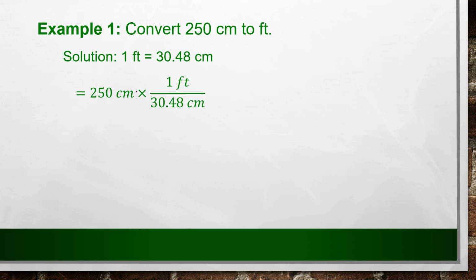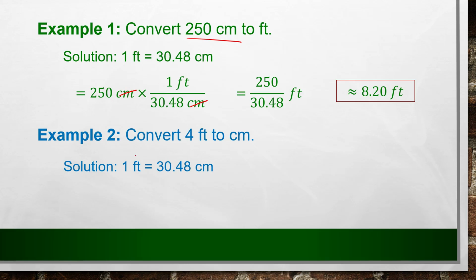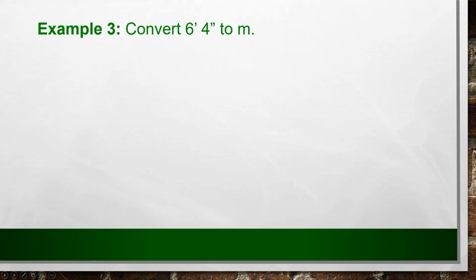We have the 250 centimeters, which is the given. For every 1 foot, there's 30.48 centimeters. So that means we will divide 250 by 30.48. That's gonna give us 8.20 feet. Now, if it's the other way around, meaning if the given is 4 feet, and we will convert that to centimeters, it's basically the same equivalent that we will use. We will just multiply the two. So 4 times 30.48, and that's going to give us 121.92 centimeters. Okay, let's move on to the next one.